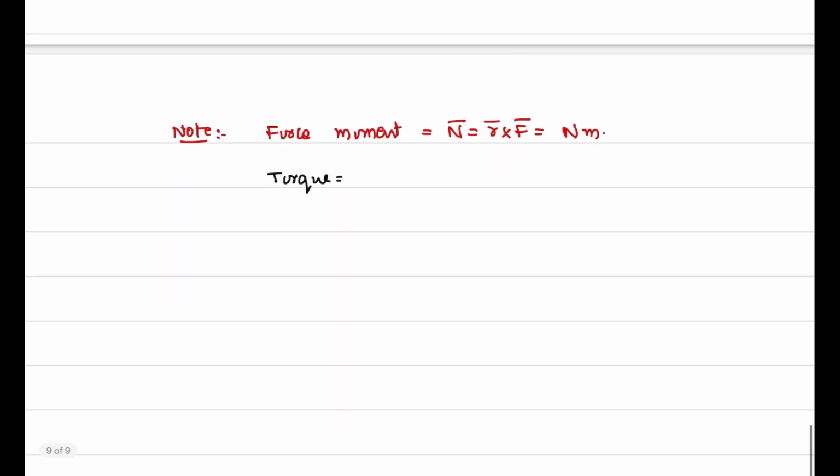Here I want to make a note. What is force moment? Force moment N is equal to R cross F. If you talk about the units, it is Newton meter. What is the torque? Torque is equal to I alpha.